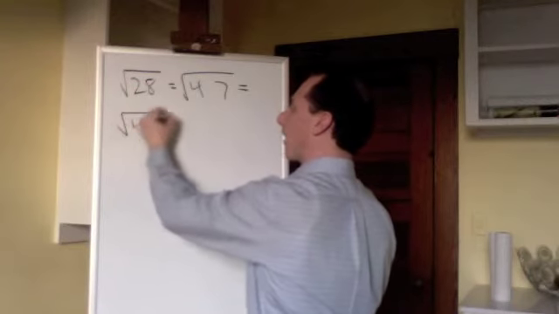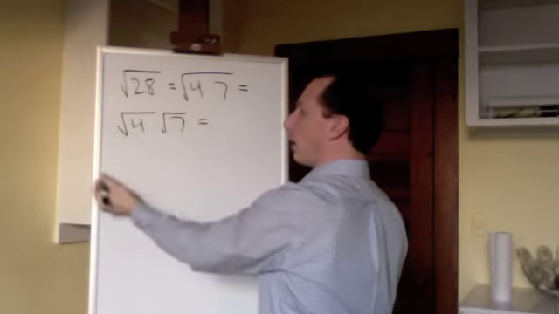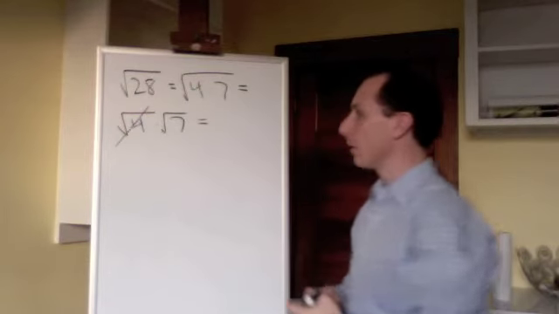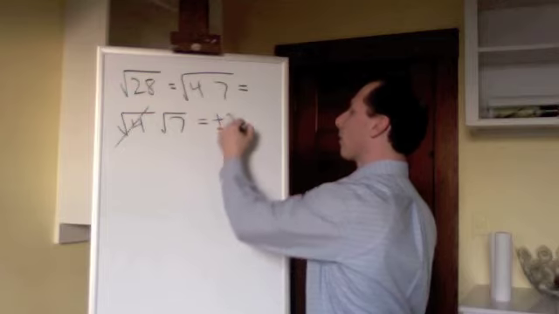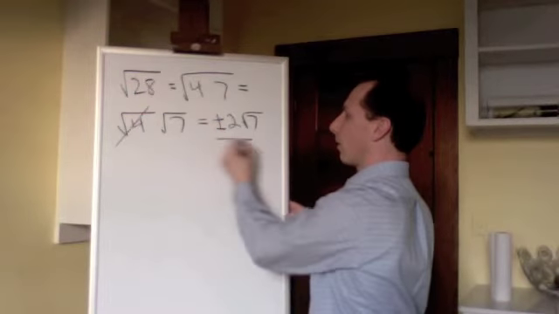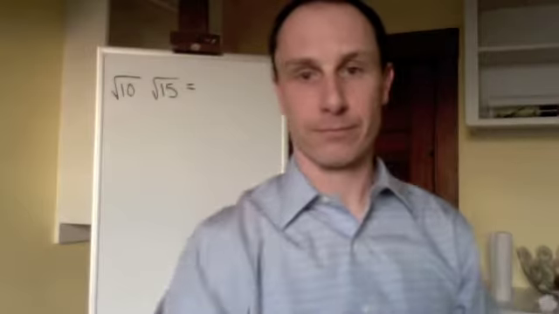Radical 4 times radical 7, and the reduction of radical 4 is positive and negative 2. Radical 7. And there you have it.